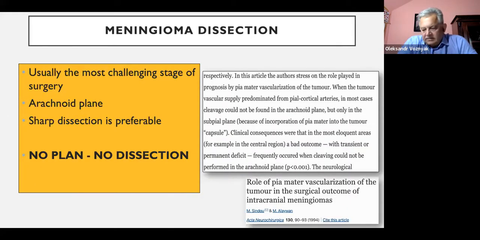According to dissection, there is a universal rule for meningioma: we can dissect it from the surface of the brain, and also from anatomical structures, only in cases when we have the cleavage, when we have the plane for arachnoid dissection. No arachnoid plane, no dissection. So if a tumor is located in eloquent areas, it's better to leave a small shell of the tumor than to try to remove it aggressively.